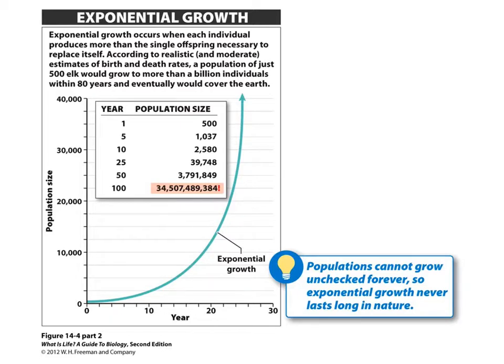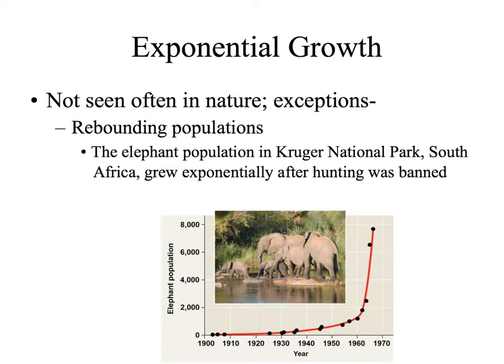We see that the population starts low, and it raises very rapidly in a J-shaped curve. Exponential growth, though, cannot be supported for long periods of time. Generally, there are resource limitations that keep the population from increasing forever. There are times when we see exponential growth in nature, at least for a short period. One example is rebounding populations. This elephant population in South Africa grew exponentially after hunting was banned in that area.